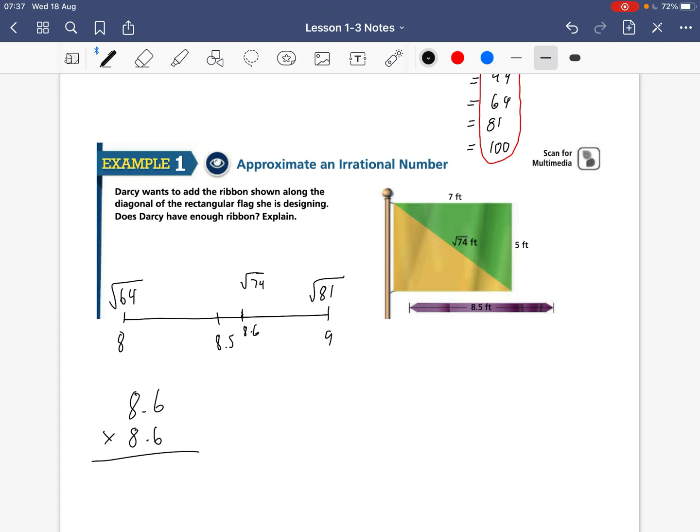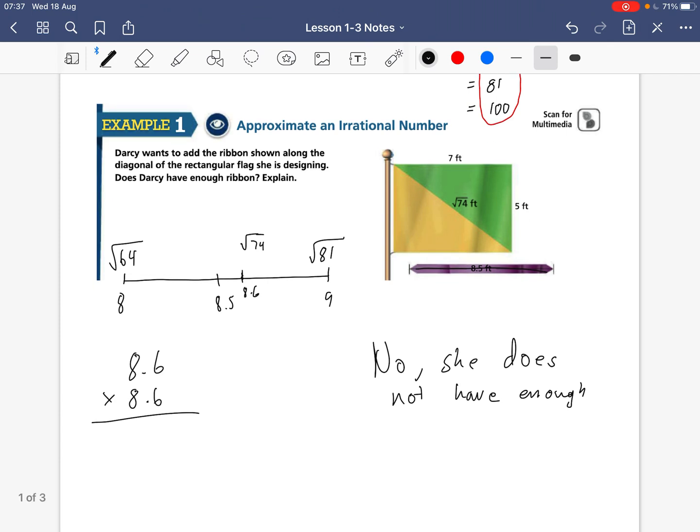Because we want to know if there's enough ribbon. So her ribbon is 8.5. So if this is bigger than 8.5, we know straight away, no, she does not have enough. Okay, so straight away we know she doesn't have enough because the square root of 74 is bigger than 8.5. But let's approximate it. Let's see how much she would actually need.